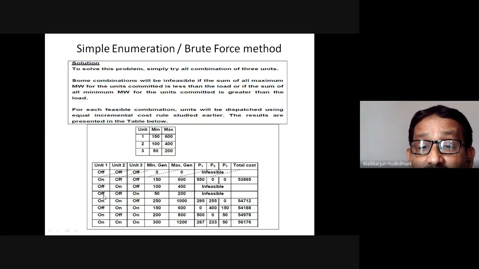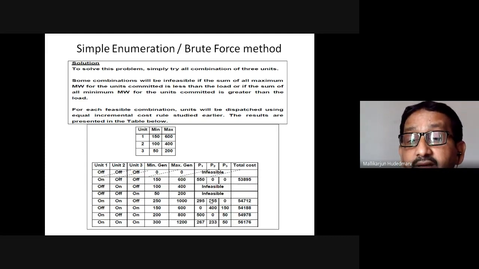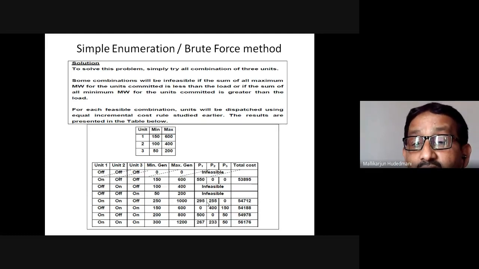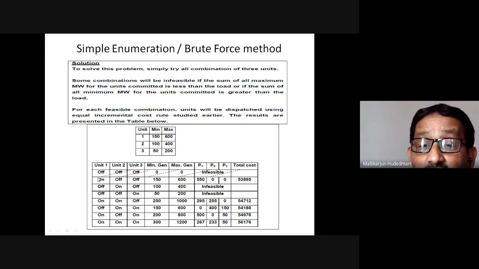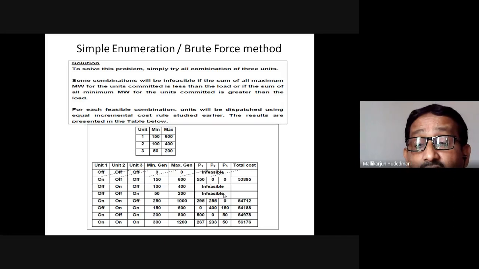Then similarly, the third machine alone is on, with 50 and 200 megawatt. This is also infeasible. Infeasible state says that the particular machine is not able to cope up with your current demand, 550 in this case. Surely I'll find the first combination, all off, infeasible, machine 2 alone on, infeasible, machine 3 alone on, infeasible. This is due to the generator's capacity. It's called capacity constraint based infeasibility.